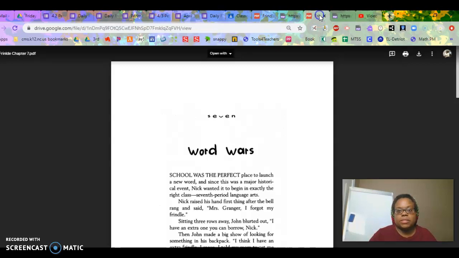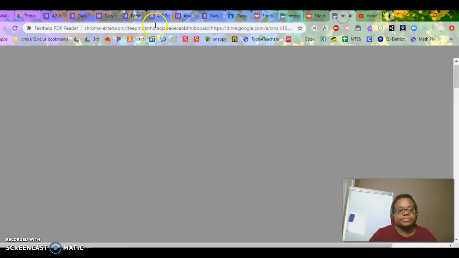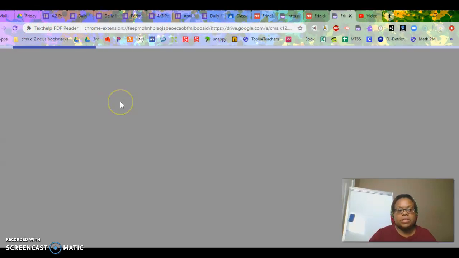So while that's working, the first question I wanted to go over was, at the end of the chapter, what was Mrs. Granger's reaction to Nick's idea? So this chapter that they're referring to is chapter 7, because that is a chapter that you read with Mrs. Klein. See if I can't refresh this to get the text up.